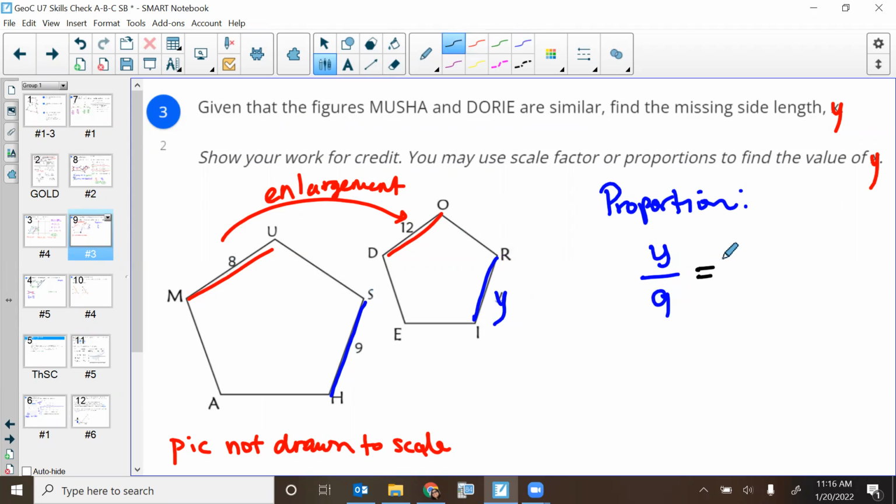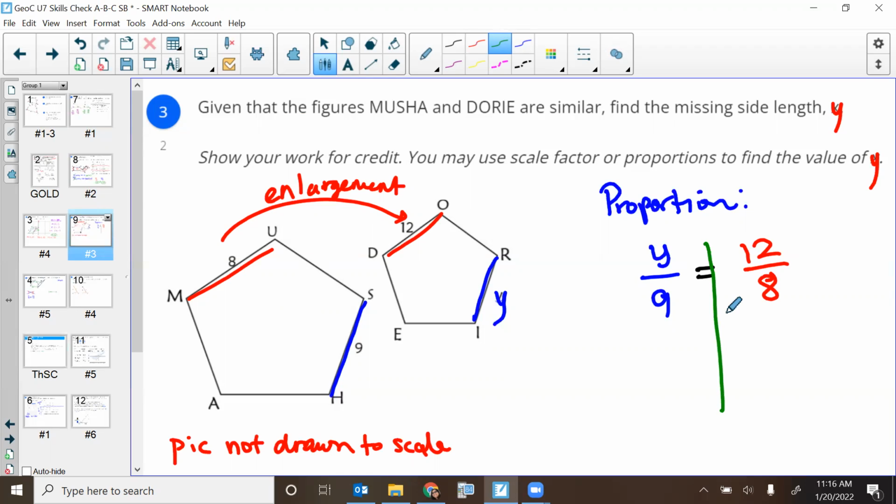That is going to be the same as, now since I started over here, I need to start over here for the other pair of sides I know. So I have to say 12 over 8. If you set it up 9 over y and 8 over 12, it would be correct, but it would be a lot longer to solve.